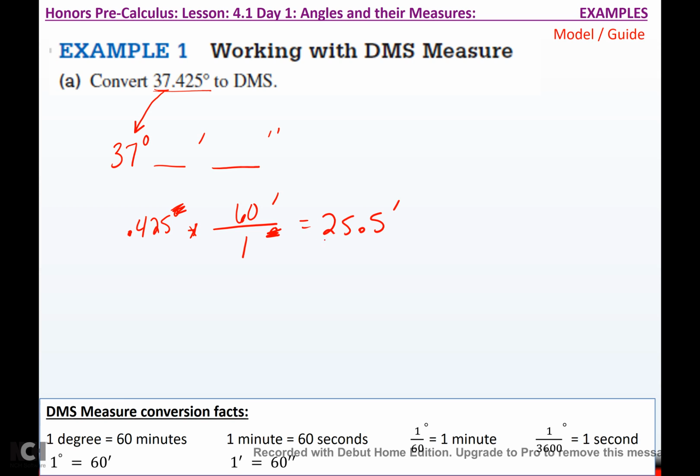25.5 minutes. The whole number of minutes is 25. So that goes in that hole. What's left over is the 0.5 minutes that I need to convert to seconds. So if I want to get rid of minutes, I put minutes on the bottom and seconds on the top. And in 1 minute, there are 60 seconds. Minutes cancel, and I have 0.5 times 60, which is 30. So this would be 30 seconds. Done. 37.425 degrees is the same as 37 degrees, 25 minutes, 30 seconds.